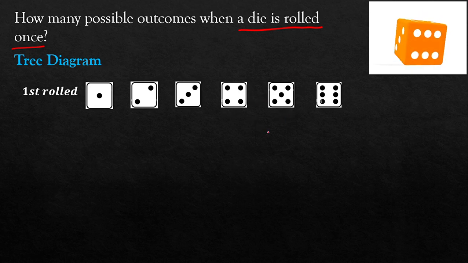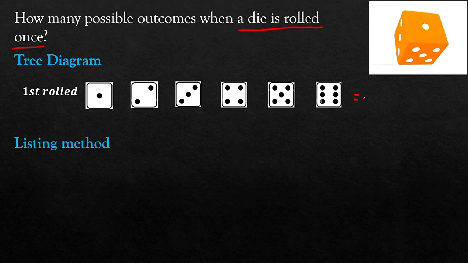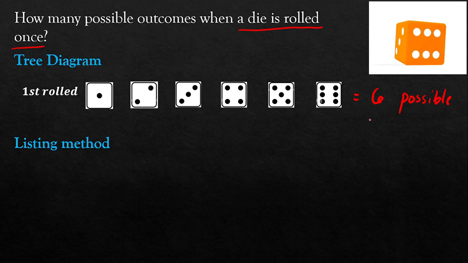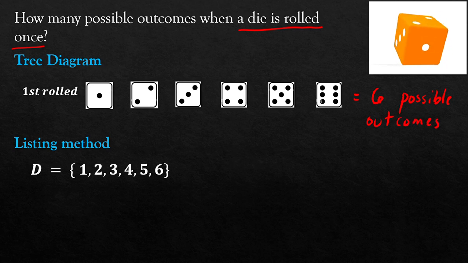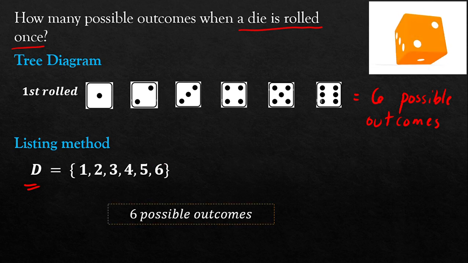So how many possible outcomes are there? We have 6 here. When you roll a die once, you will get 6 possible outcomes. In the listing method, we can also use D, which stands for die. If you roll a die, it's possible that you will get 1, 2, 3, 4, 5, or 6. So we have 6 possible outcomes.